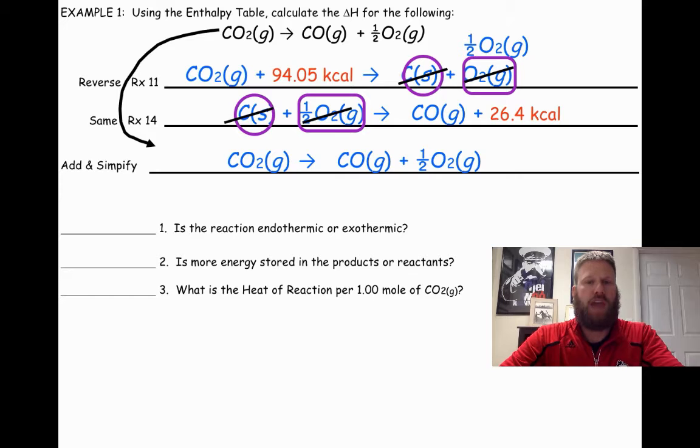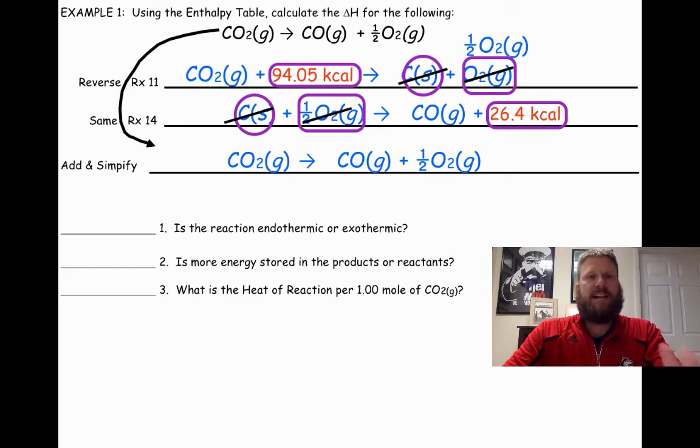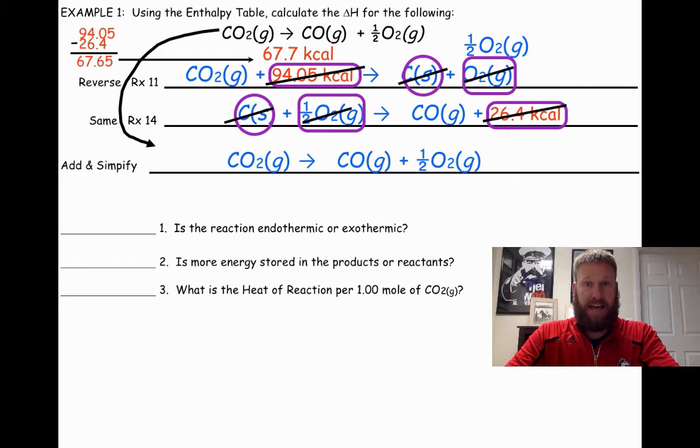Notice that the first reaction is endothermic, while the second reaction is exothermic. So to get the appropriate enthalpy value for the overall reaction, you have to subtract those terms. Since 94.05 is larger than 26.4, we know the overall reaction will end up being endothermic. We simply have to subtract these two enthalpy terms to get the new enthalpy value for the overall reaction. In this case, 67.7 kcals.